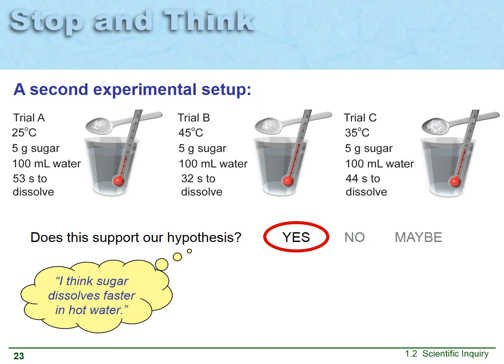Now, because our experimental variable is temperature, we can say that yes, our results support our hypothesis. We're no longer concerned that the amount of sugar and the amount of water could have affected our results because those were kept the same between each trial.